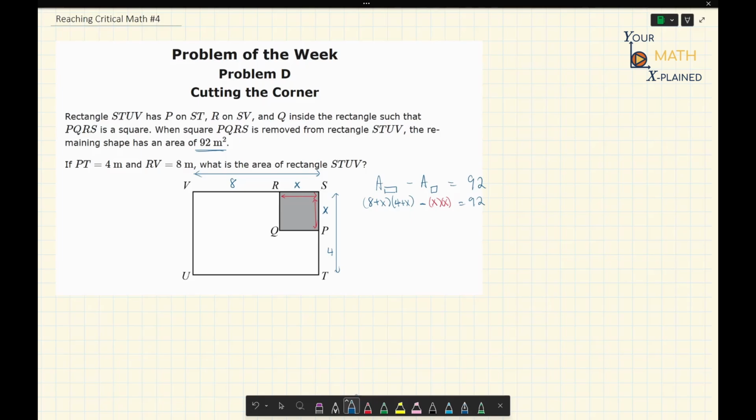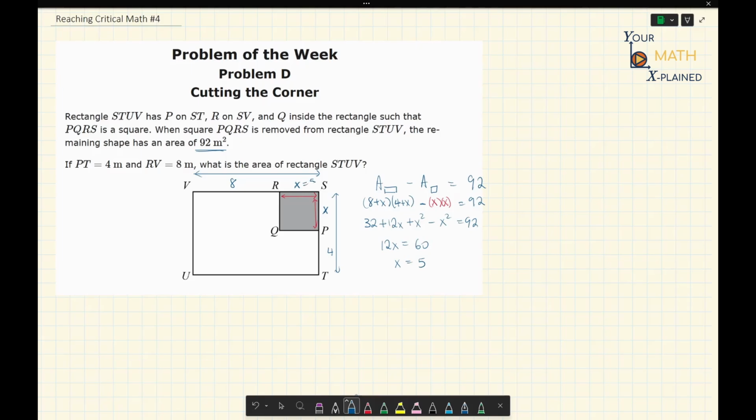When we expand this using the distributive property, we'll get 32 plus 12x plus x squared minus x squared equals 92. And conveniently, the x squared terms will cancel out, so we have 12x equals 92 minus 32, which is 60. And so x is equal to 5.